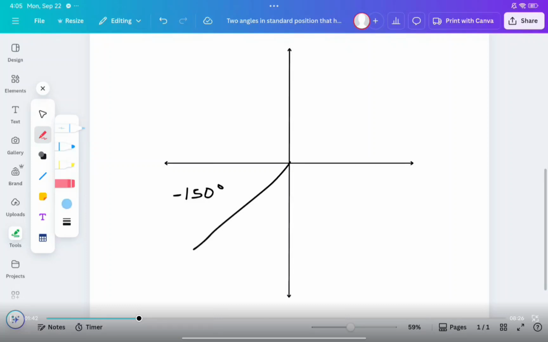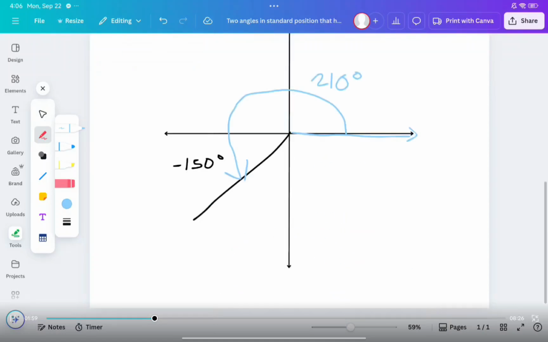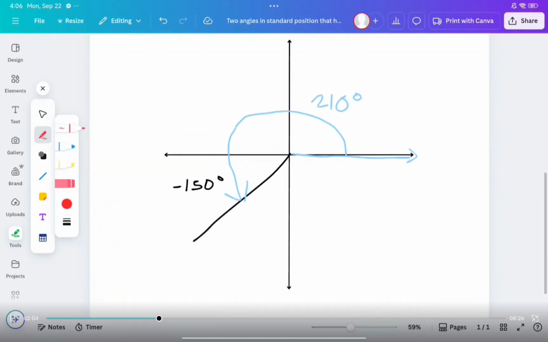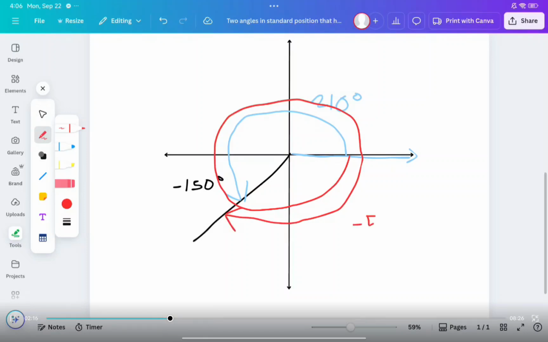We can start on the initial side, which is the positive x-axis. So our positive coterminal starts in the initial side and goes through our terminal side. So this is the 210 degrees, which is the positive coterminal. To find the negative coterminal, we can rotate clockwise. So we start here, go through the initial side, and rotate further through the terminal side. So our negative coterminal is negative 510 degrees.